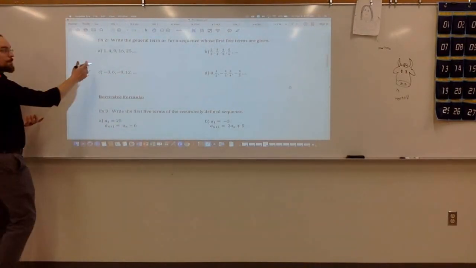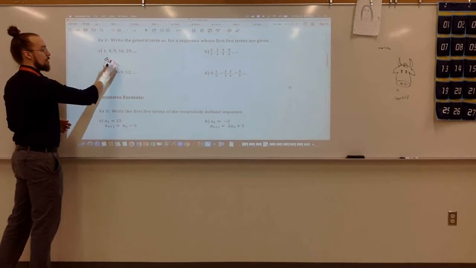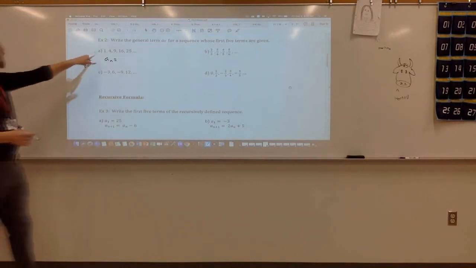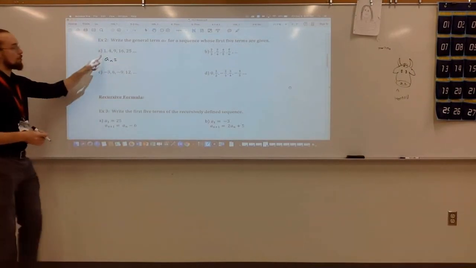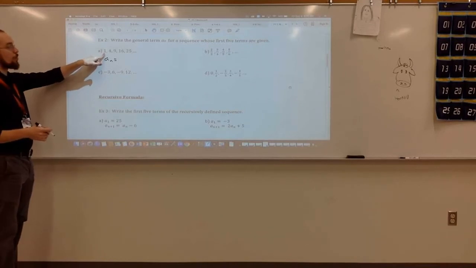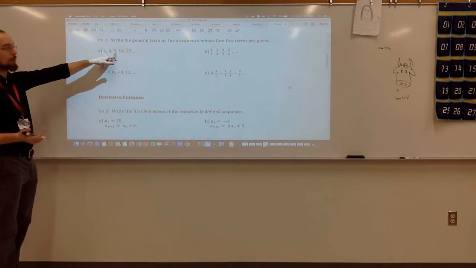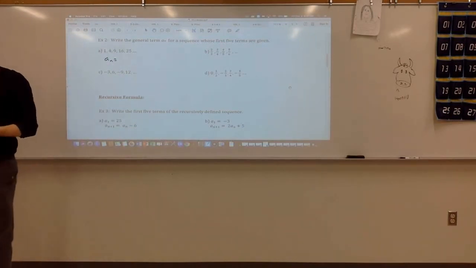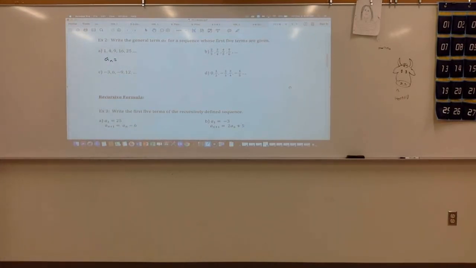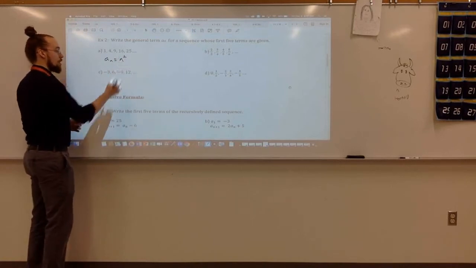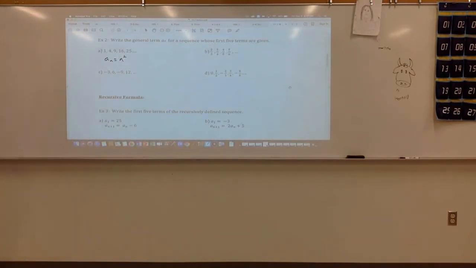Okay? So in this first example, we're going to write a sub n equals something. That's how all of these rules are written. So what's happening here? We want to think about, well, if I plug 1 in here, how can I get 1? If I plug 2 in here, how can I get 4? If I plug 3 in here, how can I get 9? So what's happening for this first one? Yeah, we're just squaring that value. So the rule here would just be a sub n equals n squared.